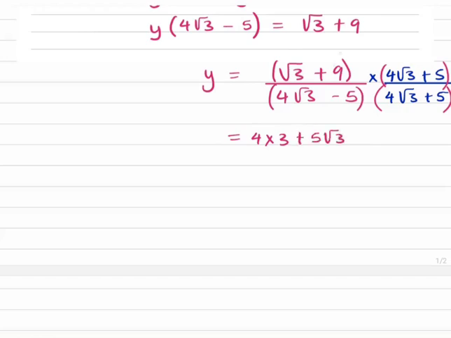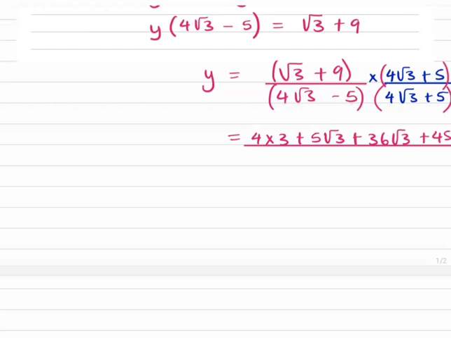We move on, our 9 times 4 root 3 would return a 36 root 3. So observe that the 9 would multiply with the whole number 4, then multiplied by root 3. Then finally, at the end, we have 9 times 5, which gives us a whole 45. Done with the numerator, we're going to simplify afterwards. Let's multiply and expand in the denominator.